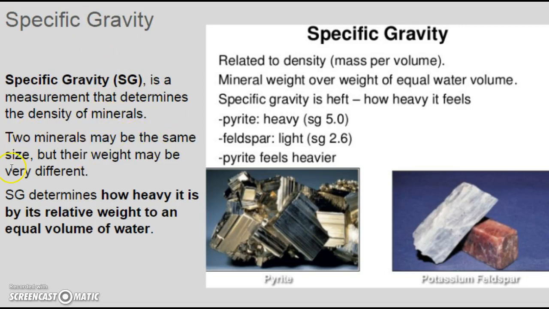Two minerals may be the same size, but their weight may be different. So specific gravity determines how heavy it is by its relative weight to an equal volume of water. So it's kind of a comparison, its weight compared to the same volume of water's weight. So it is definitely related to density. The mineral weight over weight of equal water volume, and that's the key difference here.